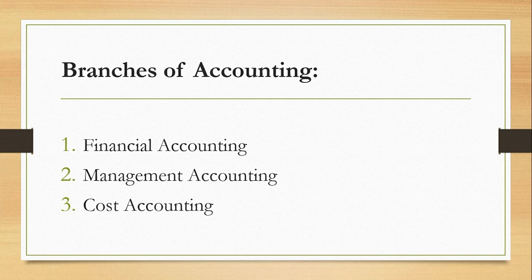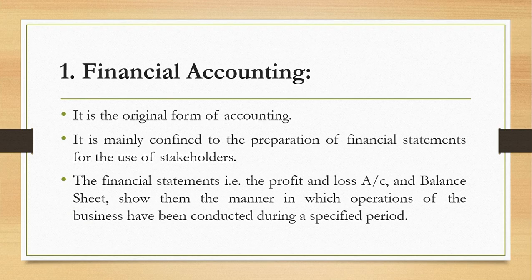Now talking about the branches of accounting, we can see the three main branches of accounting. First is financial accounting. It is the original form of accounting, mainly confined to the preparation of financial statements for the use of stakeholders. The various terminologies that we have seen till now, the process of accounting, all belong to financial accounting. The financial statements, the profit and loss account and balance sheet, show the manner in which operations of the business have been conducted during a specific period.